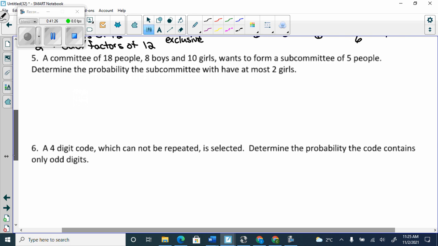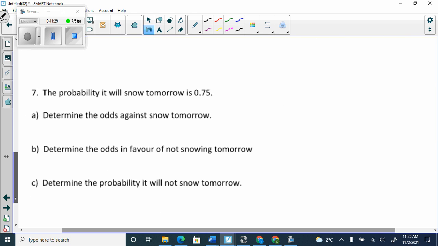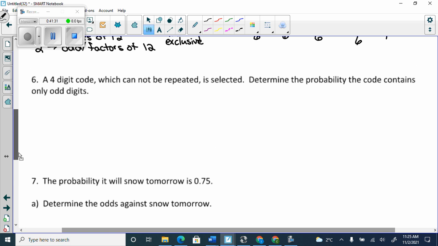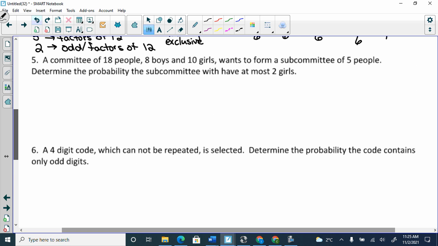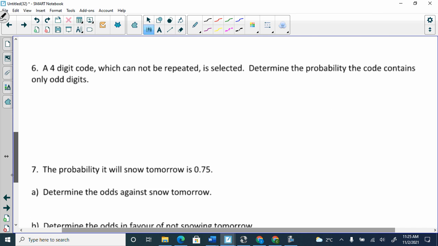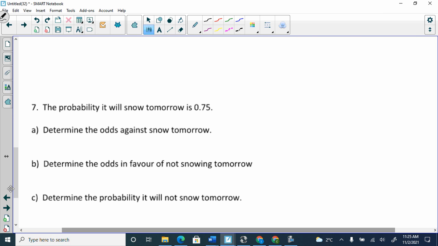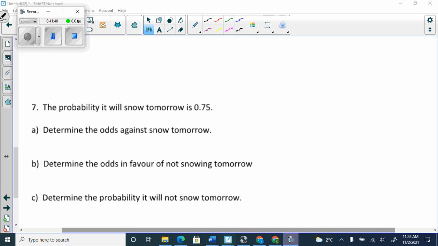If you haven't done this already, please do these 5, 6, and 7. These have nothing to do with mutually exclusive or not. They're the previous material. 5, 6, and 7. They're going to be your daily quiz at the beginning of class tomorrow. So make sure you're done them. 5, 6, and 7. Okay? Most of you are done them. If you're not, finish them. 5, 6, and 7.